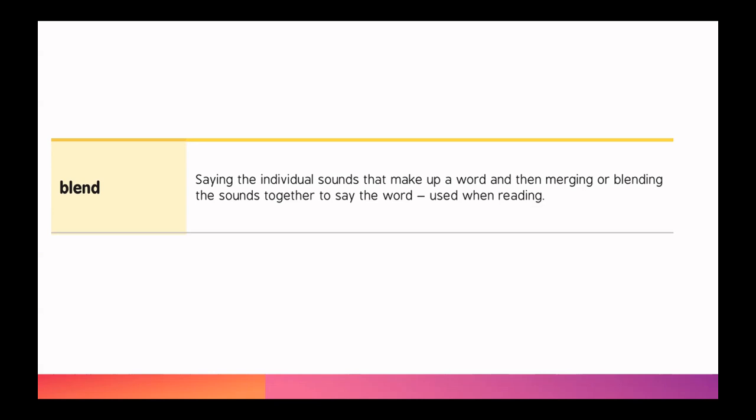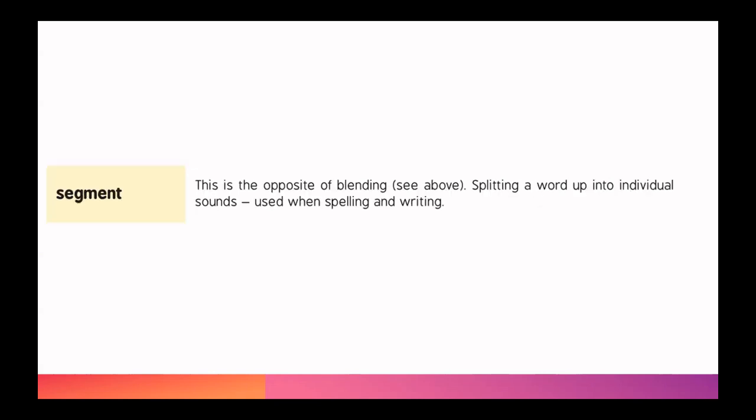So that's when we use that term blend or blending. Now, segmenting. Segmenting, as I said, is the opposite of blending. It is when you split a word apart into individual sounds, and you mainly use segmenting when you are spelling or writing. So for instance, I want to write the word boat. Now, I have to segment that word in order to write it.